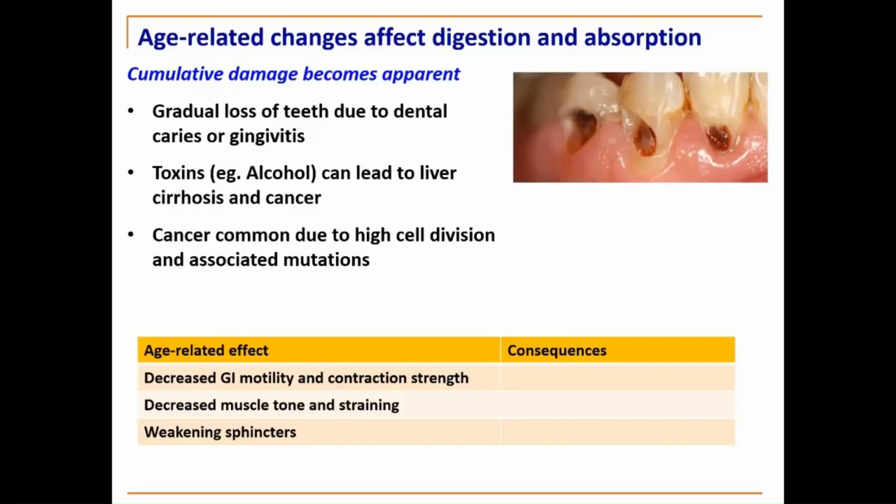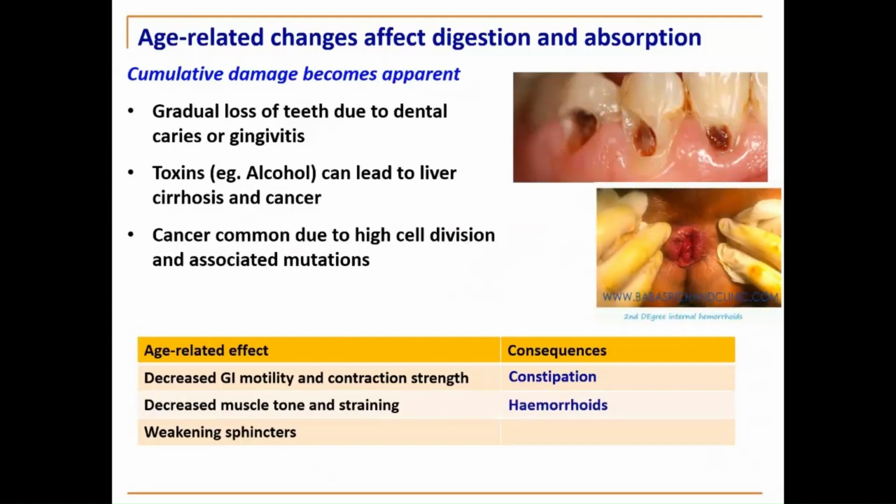So you have decreased GI motility and contraction strength because of a lessening of the amount of smooth muscle that you have. Consequences, of course, can potentially lead to constipation. You may have decreased muscle tone and straining. The straining, obviously, may then go on to lead to hemorrhoids. And weakening sphincters, of course, may lead to reflux and heartburn.